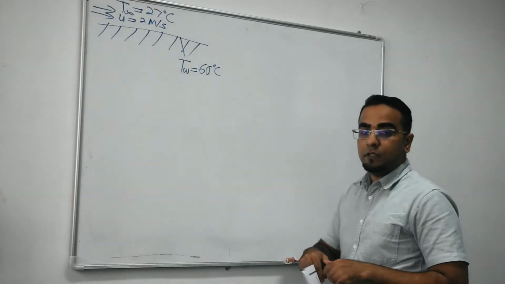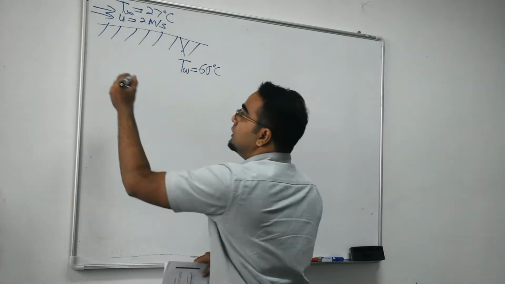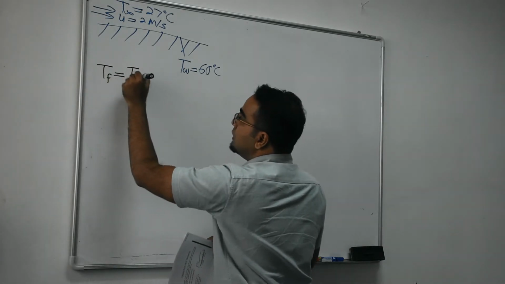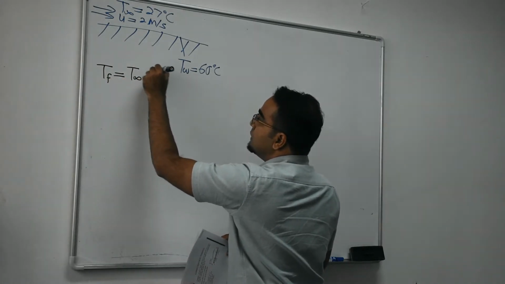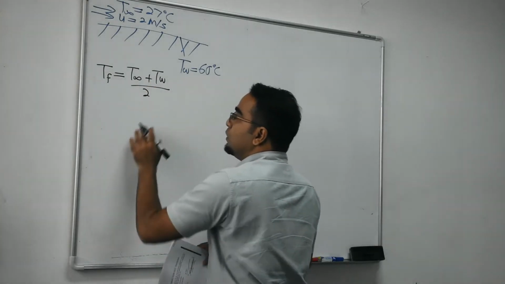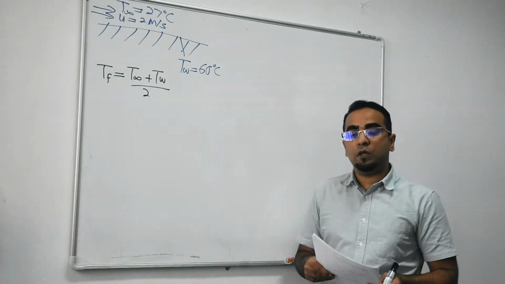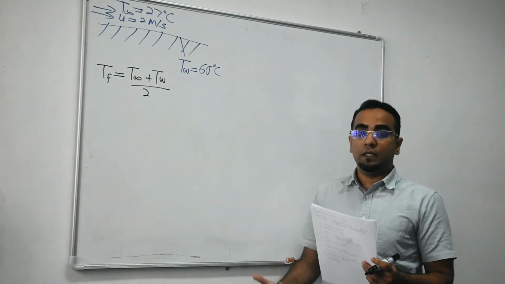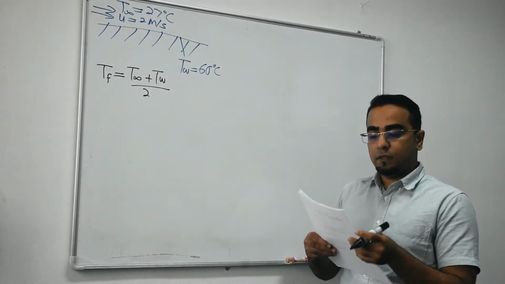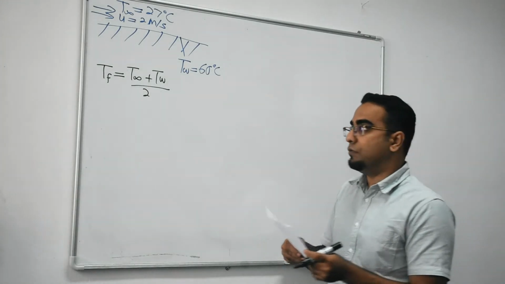So first step is to calculate the value of T film. Okay. So the equation for T film is TF is equal to T infinite plus T wall over 2. So we can get the value of T film. Now T film is important because we want to find all the other properties of our system. But in this question, the question has already given you the properties at T film.